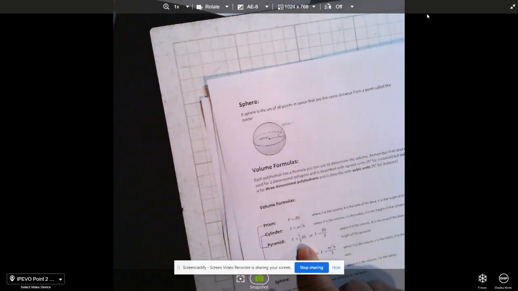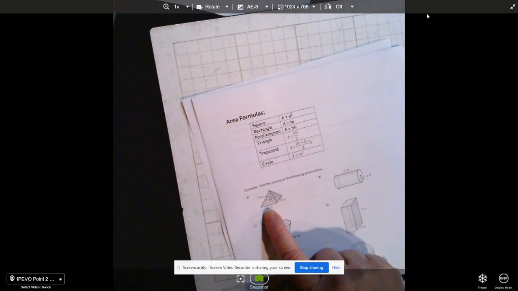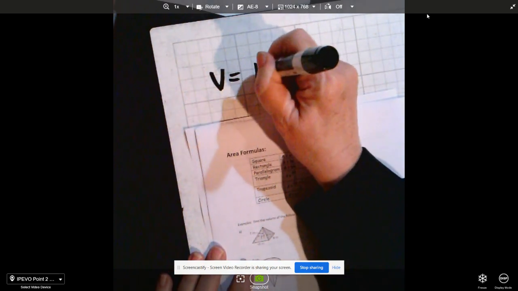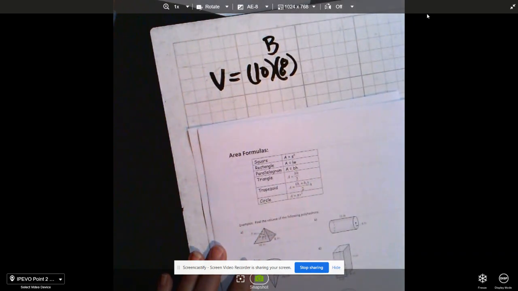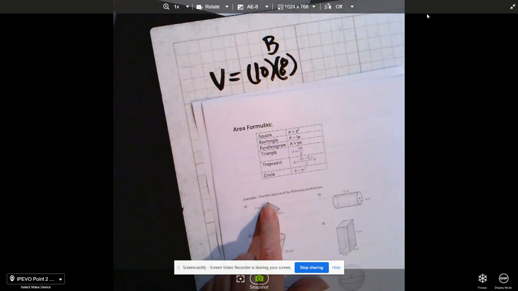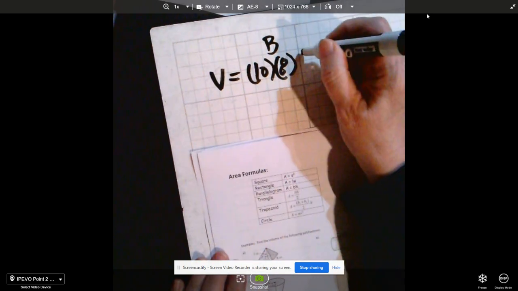So if it's a rectangular pyramid, I'm going to look up my formula. Let me get that sheet out right here. For my rectangular pyramid, it's the area of the base times the height divided by 3. My base is a rectangle, so the area of a rectangle is length times width. So I'm going to take 10 times 8. So the volume will be 10 times 8, which is the area of my base. And then you see here the height, which is how tall it is, 7.